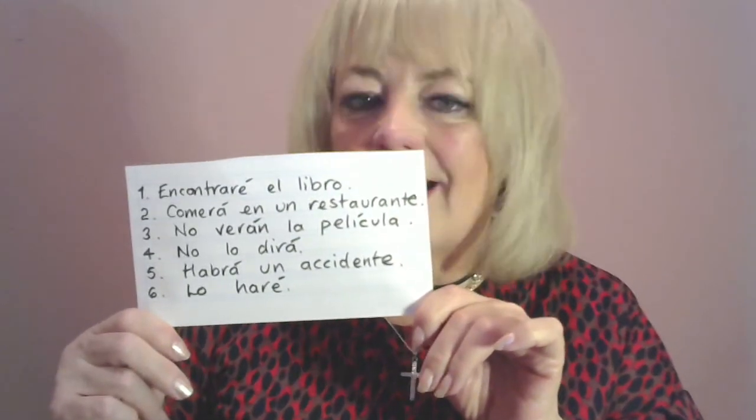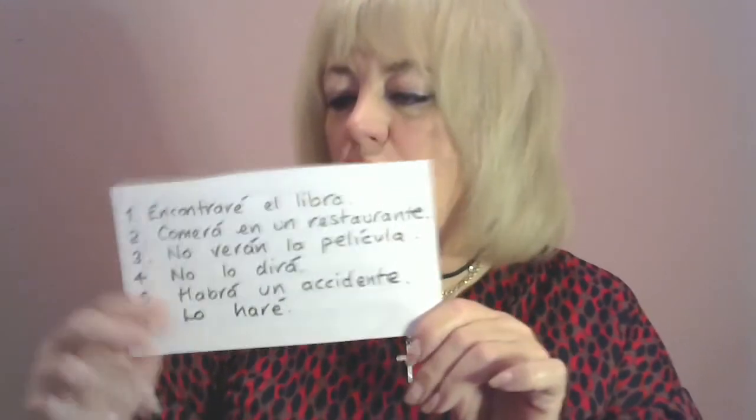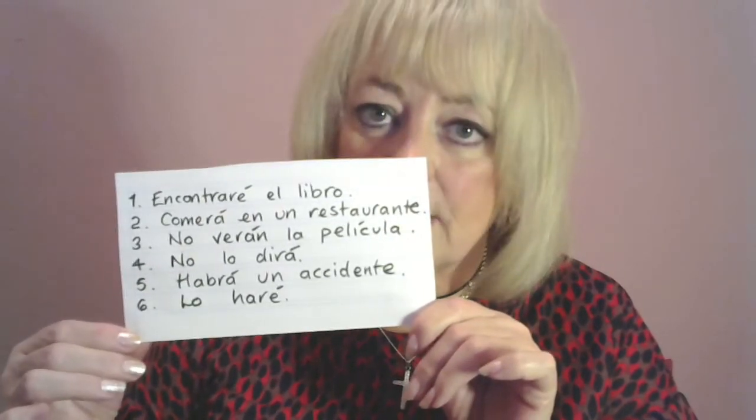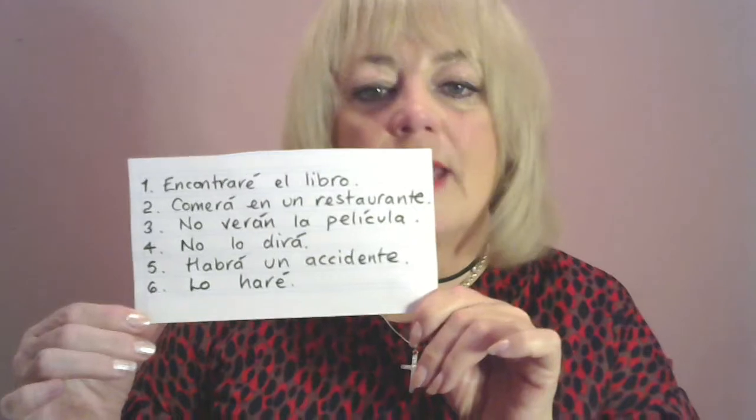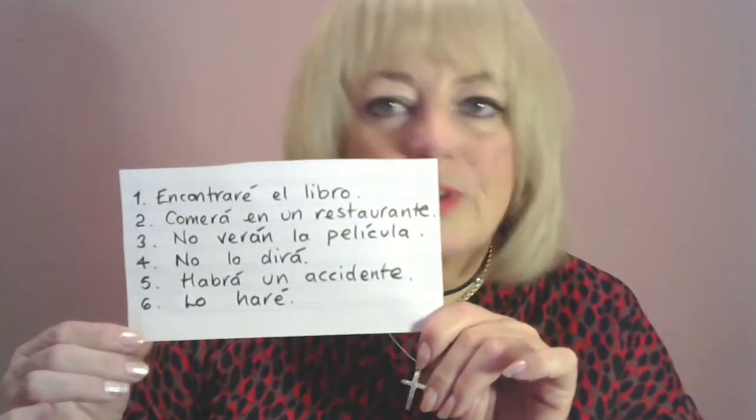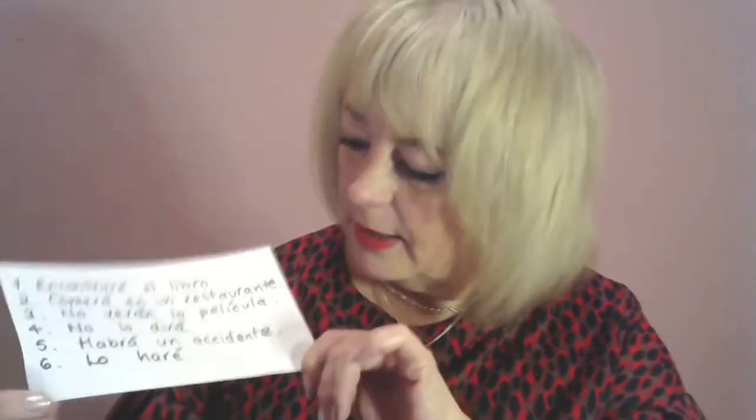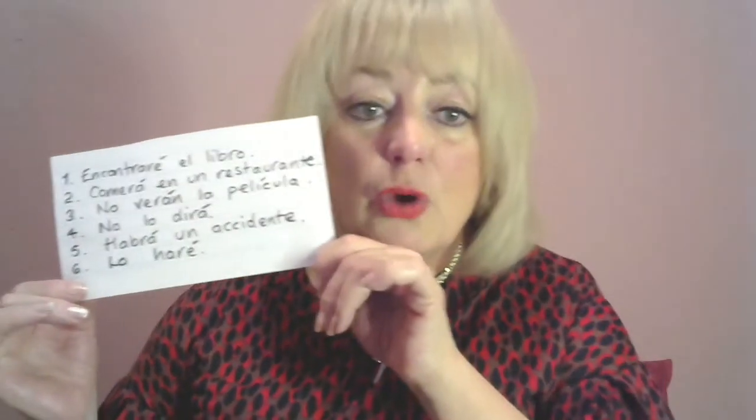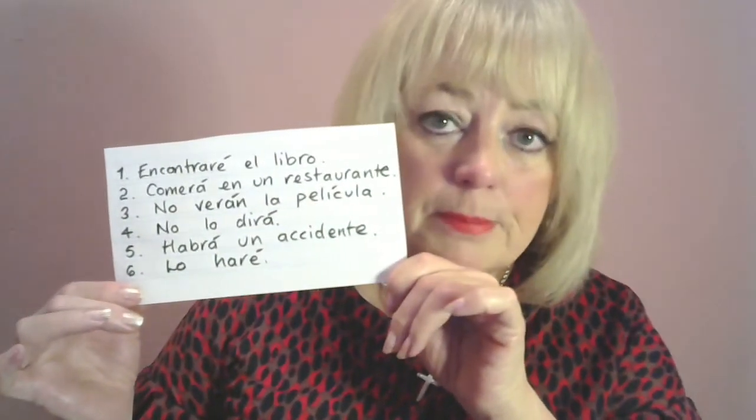No verán la película. So those first three are regular verbs in the future tense. Then we come to the irregulars. No lo dirá. Yeah, he won't. So the no goes first, the lo goes right in front of the verb.